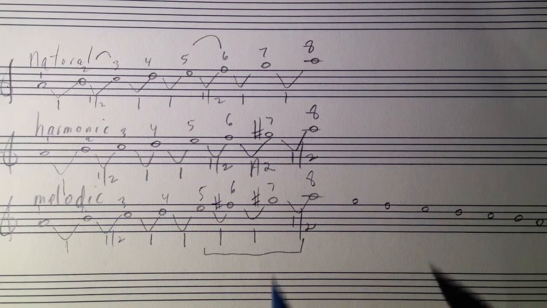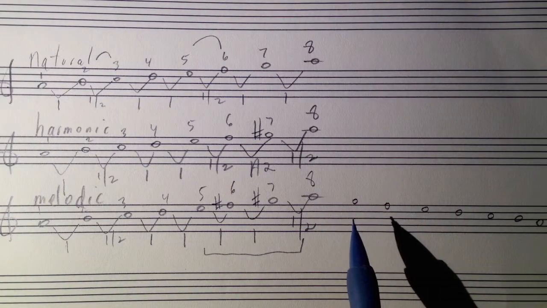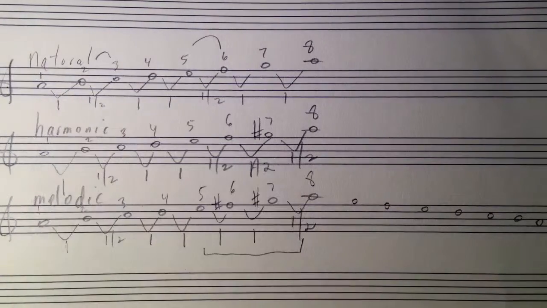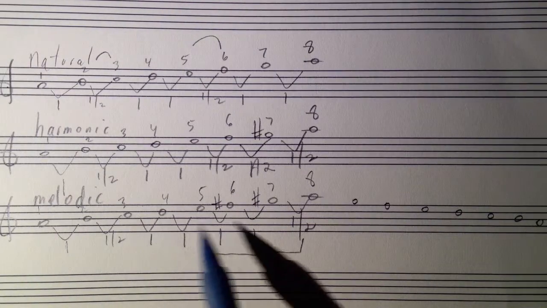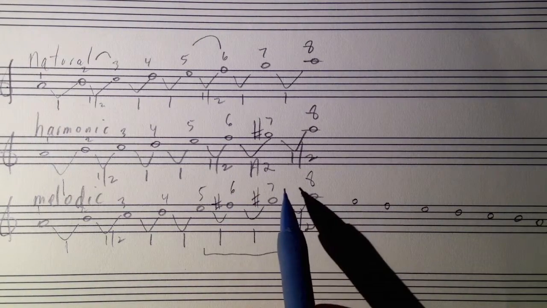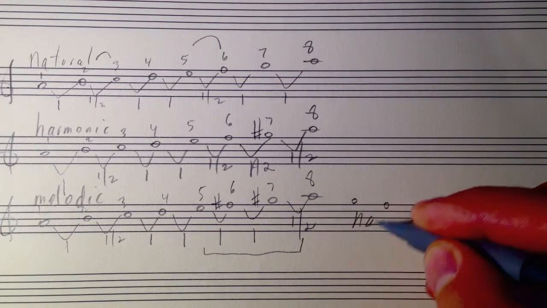Okay, now this scale, the melodic minor scale, has a different descent. It descends as a natural minor scale. So the melodic minor scale is a scale that ascends with a half step between notes 2 and 3, then whole steps between 5 and 6 and 6 and 7, and then descends as a natural minor scale would.